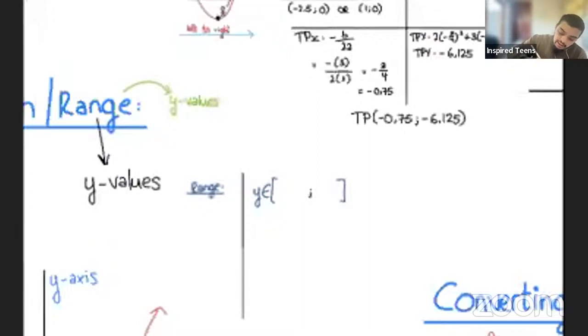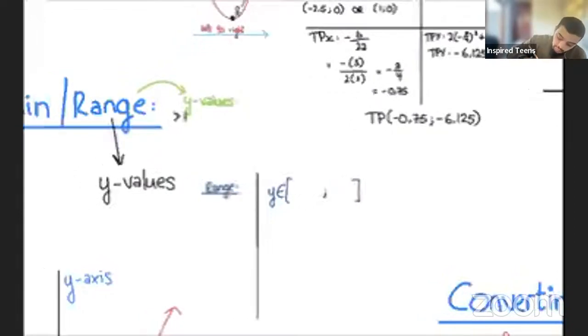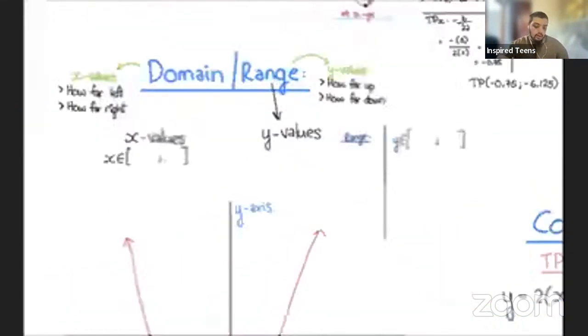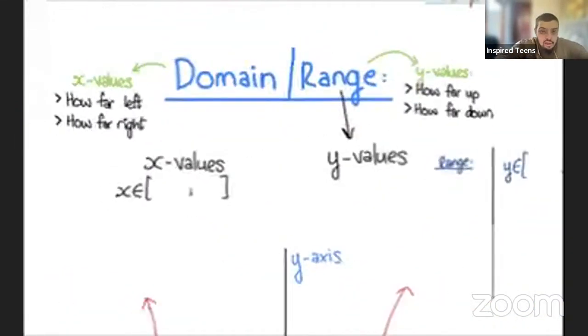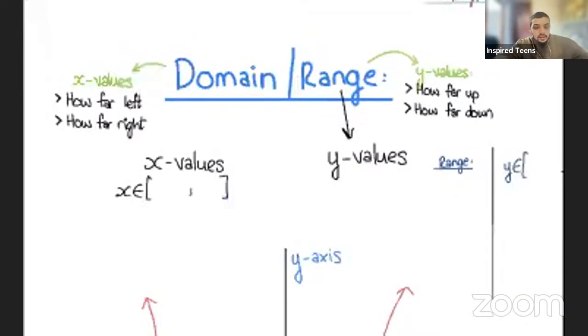Essentially we're asking ourselves the question, if we're talking specifically about range, how far up does the graph go? How far up? And then how far down? How far down does the graph go? So that's domain and range: domain is x values, range is y values. Always note, how far up, how far down, how far right, how far left. That's the important thing to know.